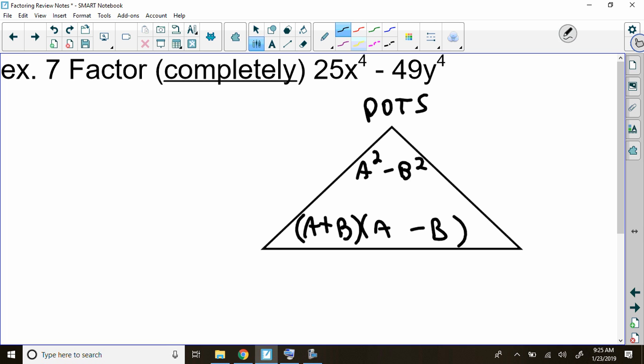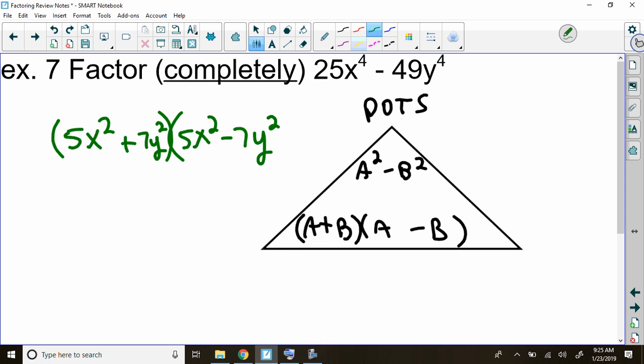So we just got to take the square root of 25x to the 4th, which is going to be 5x squared. And we got to take the square root of 49y to the 4th, which is going to be 7y squared. And it's plus 1 time, and it's minus the other time. The directions very knowingly said factor completely. When the directions say factor completely, 8 out of 9 times you're going to have to factor it again.